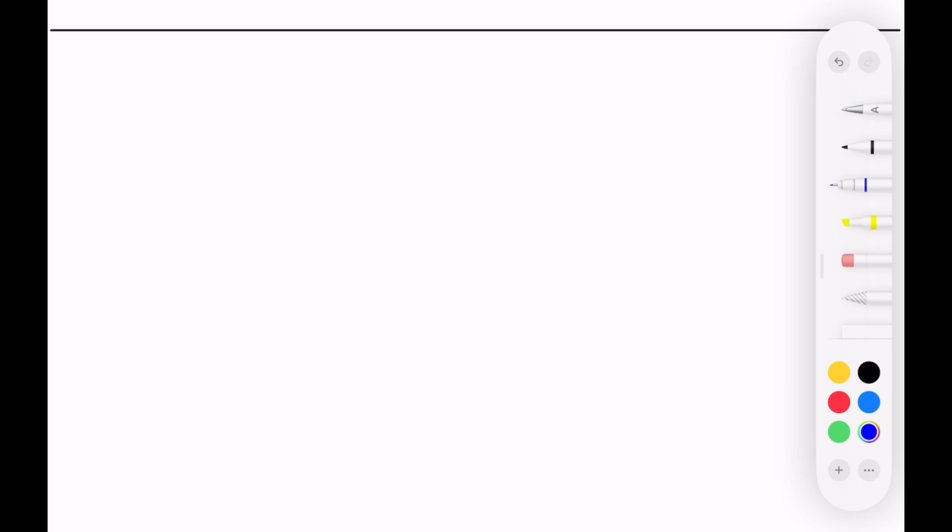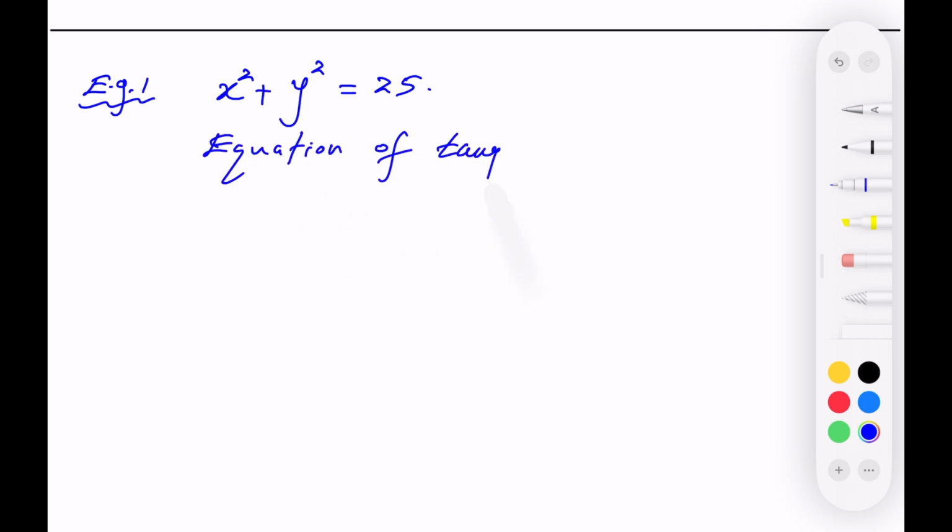Here is your example number 1. Find dy by dx for x squared plus y squared equals 25. And also find the equation of the tangent drawn to the circle at (3, 4). This is a circle centered at the origin whose radius is equal to 5. I need to find the equation of the tangent drawn to this circle at (3, 4).